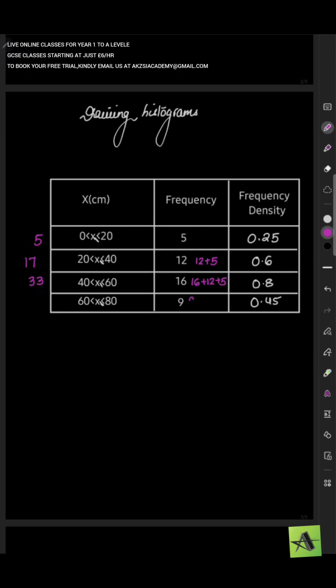And then this 9, which is existing, and keep on adding the previous frequencies, and that will give me a total of 42. So this is the cumulative frequency. So the total frequency, if I add all the frequencies, will give me 42. Why is it important? Because in discrete data, this is a very important tool.